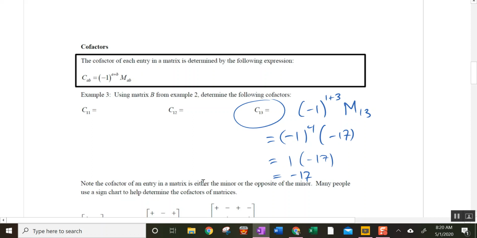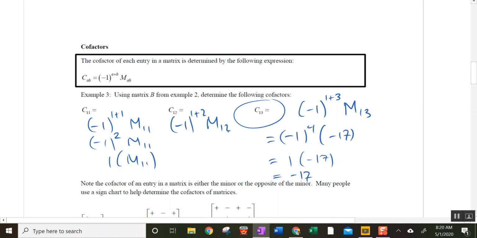So again, when you're doing these, just recognize that you're just simply multiplying it by 1 or negative 1. If I was going to do this first one, 1, 1, I would have negative 1 to the 1 plus 1 power times the minor for 1, 1. This would be negative 1 to the second times the minor for 1, 1, which gives me 1 times the minor for 1, 1. In this one, 1, 2, you can probably see the pattern here. Negative 1 to the 1 plus 2 times the minor for 1, 2. That's going to wind up being negative 1 to the third. And that's going to be negative 1 times the minor for 1, 2.